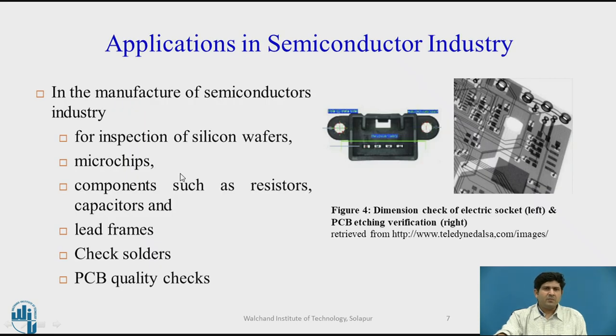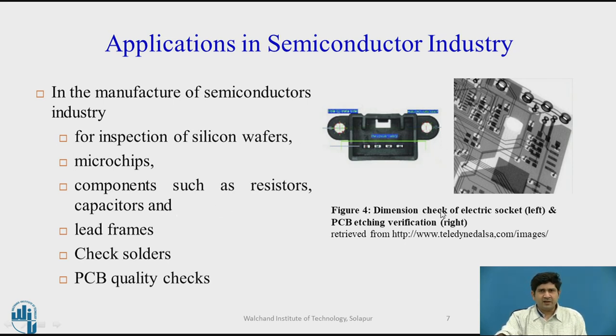Now, when it comes to the semiconductor industry, it's one of the most extensive users of machine vision applications. So here you'll find applications which deal with inspection of silicon wafers, for microchips, for the integrity of components such as resistors, capacitors, and in fact even regarding their connections, the leads, and the solders, if they are correct or not, quality checks regarding PCBs and so on. A very extensive use of image processing is done in the semiconductor and electronics industry.